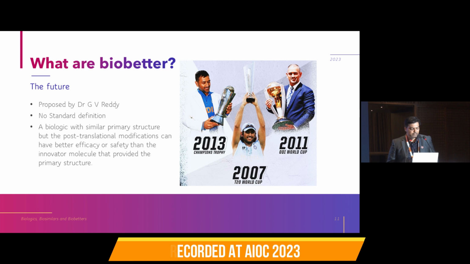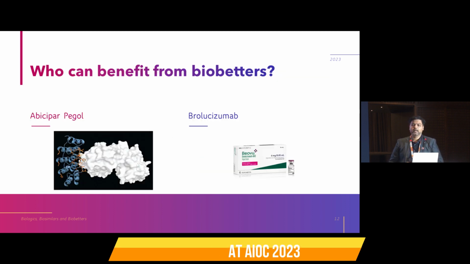For biobetters, there is no standard definition, but they have a similar primary structure as the biosimilar, with greater potency. They can have greater potency, greater shelf life, or greater half-life. Anything can happen, but in one or more aspects, it will be better than the biosimilar.